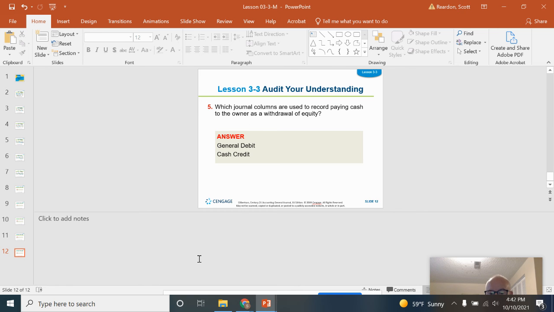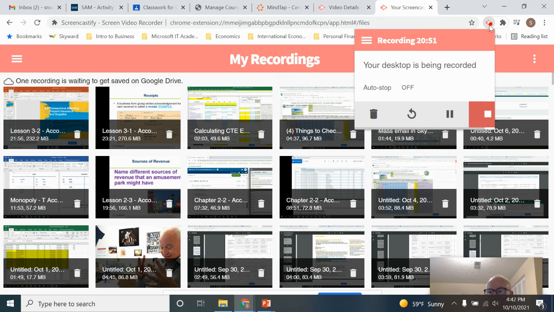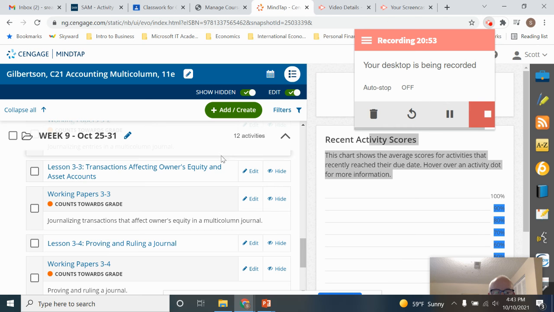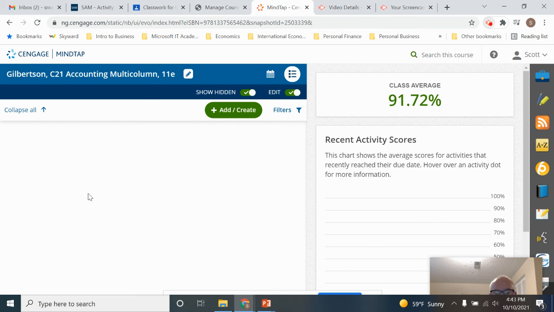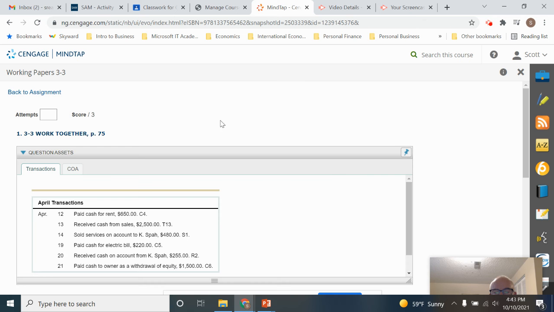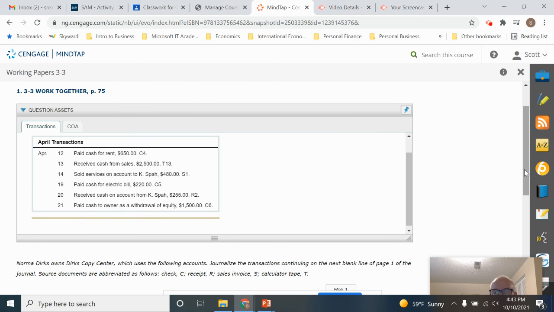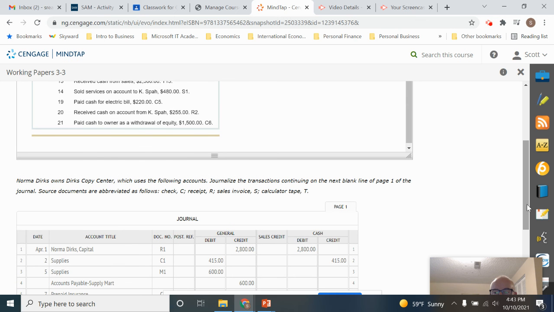All right, let's do some practice here. I'm going to pause this video in 1 second here. So let's go to MindTap, to Working Papers 3.3. Work together, page 75. I'll change those scores, of course, later. And we have a few working together things here to work through. Looks like we have 6 transactions related to owner's equity.